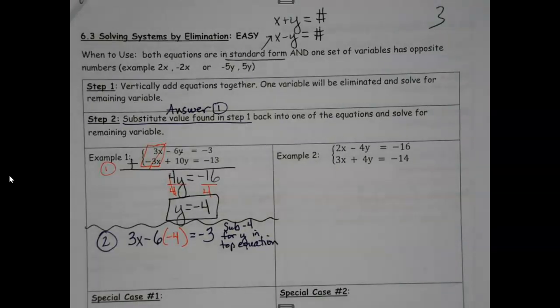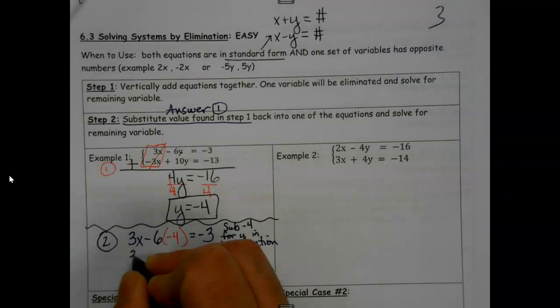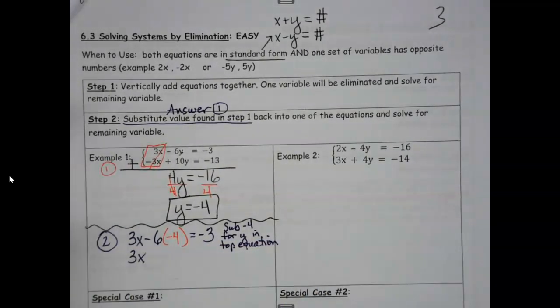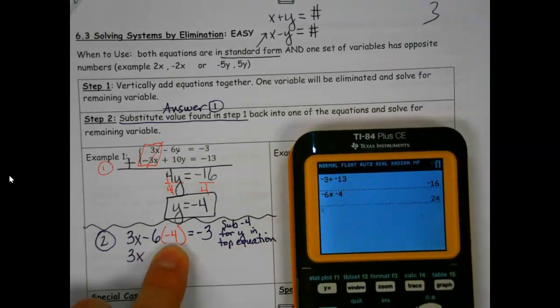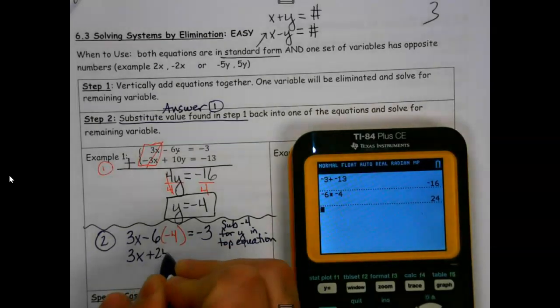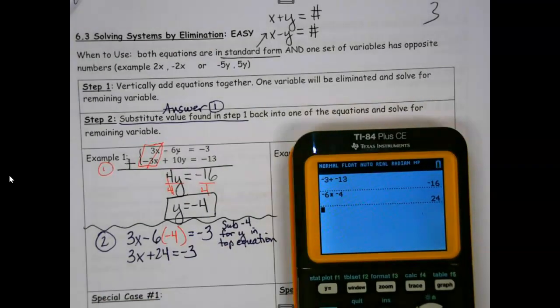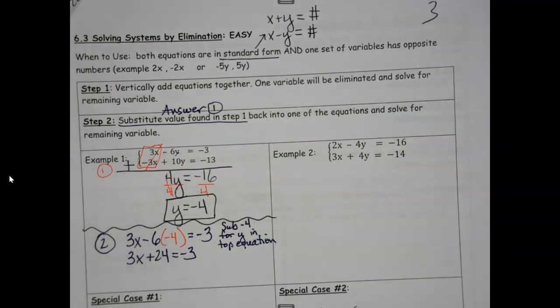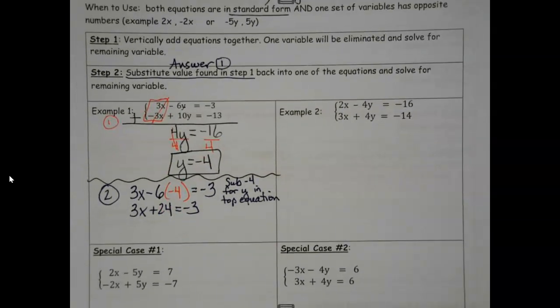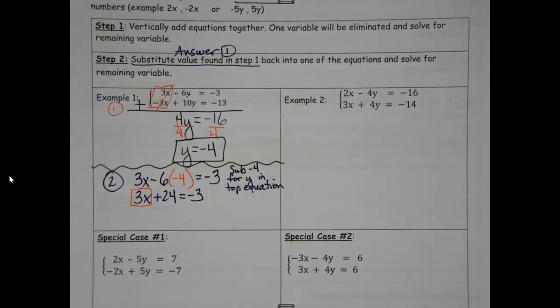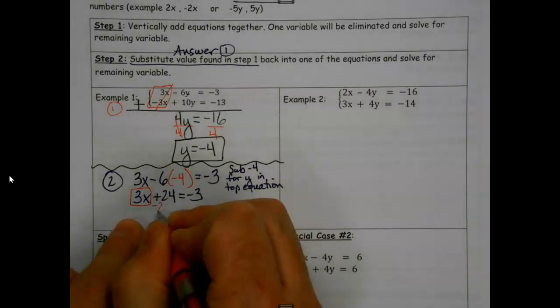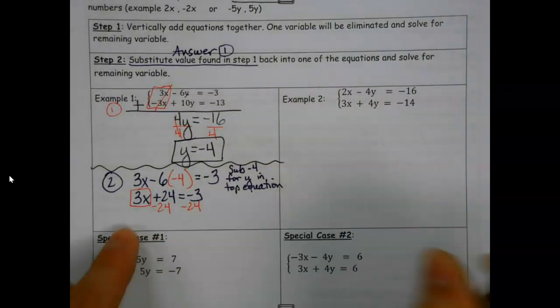And now, what that allows me to do, again, there is no shame in letting the calculator help us here. I got negative 6 times negative 4, which is positive 24. And now it's back to a regular old first semester Algebra 1 equation. So now I just want to get x by itself. I undo my plus 24.